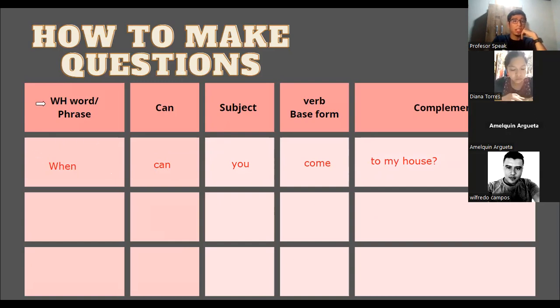This. We are using here the WH word or phrase, okay? Now we are using the whole table, okay? So that's why this is the new thing. We are using when, a WH question, that indicates that it is an open question. Okay, very good. So thank you, Wilfredo. That is correct. When can you come to my house? Now, can you give me another example, guys?